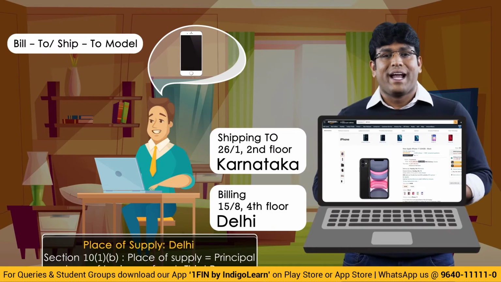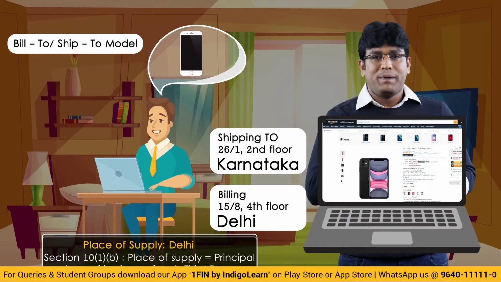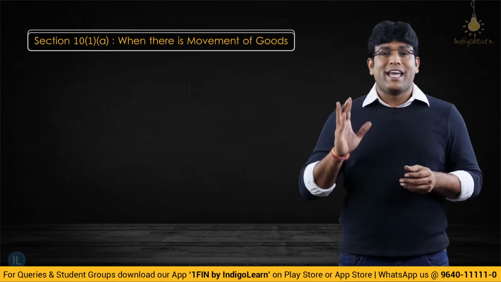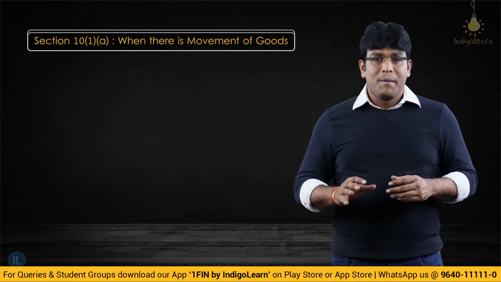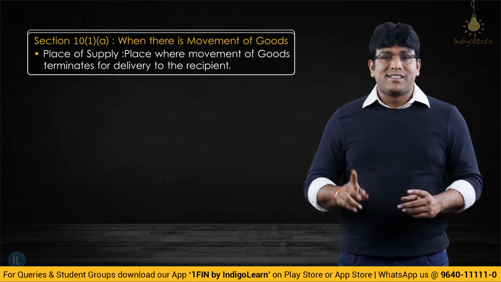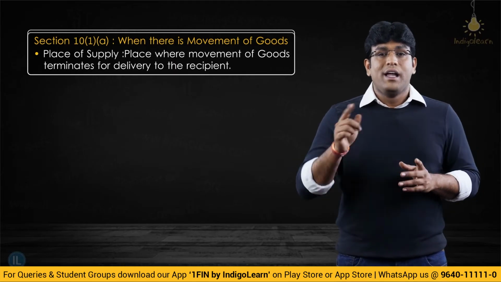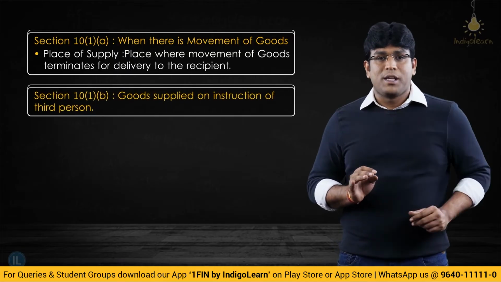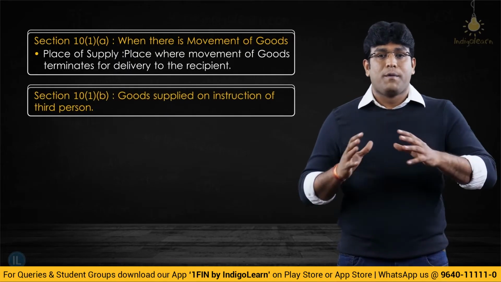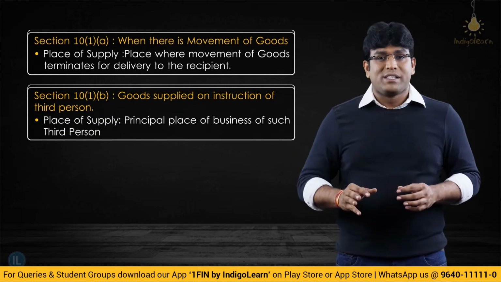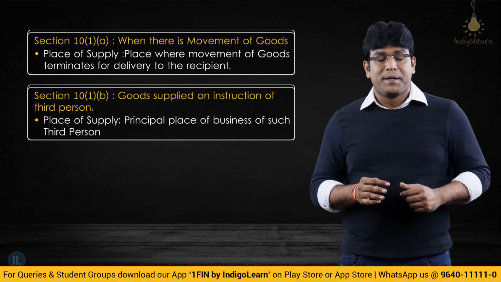You need to understand that 10(1)(a) is different, 10(1)(b) is different, 10(1)(c) is different. 10(1)(a) will apply in case where there is movement of goods. Place of supply will be the place where movement of goods terminates for delivery to the recipient. 10(1)(b) talks about goods supplied by supplier to the recipient on the instructions of a third person, wherein place of supply will be the principal place of business of such third person.